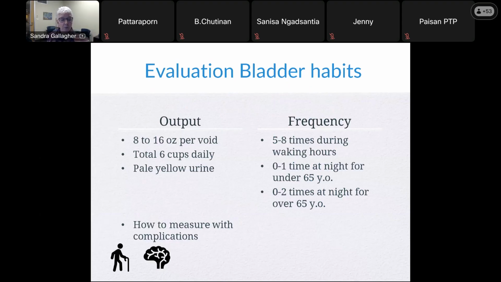Generally, we're looking for people to urinate about 5 to 8 times during the time they're awake. If they're under the age of 65, waking 1 time at night is acceptable, and over the age of 65, waking twice at night is an acceptable number. Some of the antidiuretic hormones that we produce at night slow down as people age, and so people over the age of 65, which is the cutoff we use, generally produce less antidiuretic hormone, so they make more urine at night, and that's the reason for that difference.